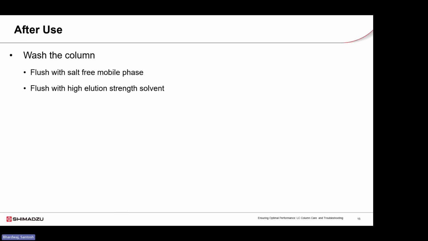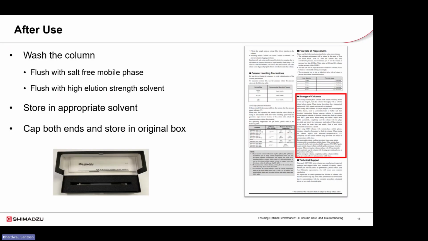After using the column, it is important to flush it with a salt-free mobile phase or a strong solvent to remove any leftover sample. Store the column in a solvent compatible with its chemistry. For example, acetonitrile or methanol with water in a ratio of 65-35 volume by volume, that is 65% organic and 35% aqueous, is commonly used for reverse phase columns.